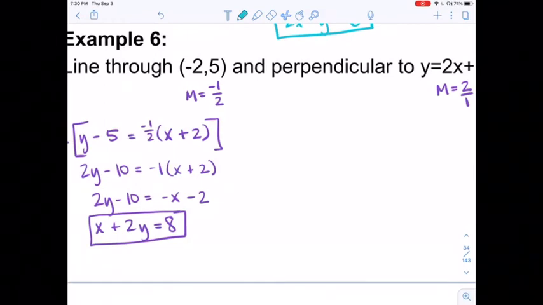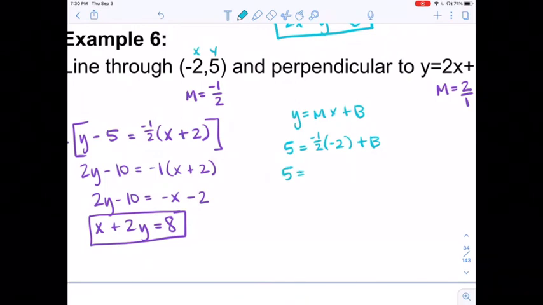As I did earlier, you can also take this and plug it into y equals mx plus b. We have an x and a y and an m. So y is 5. My slope is negative 1/2. My x value is a negative 2 plus the b that we don't know. So this is going to be 5 is equal to 1 plus b, and b would be equal to 4.